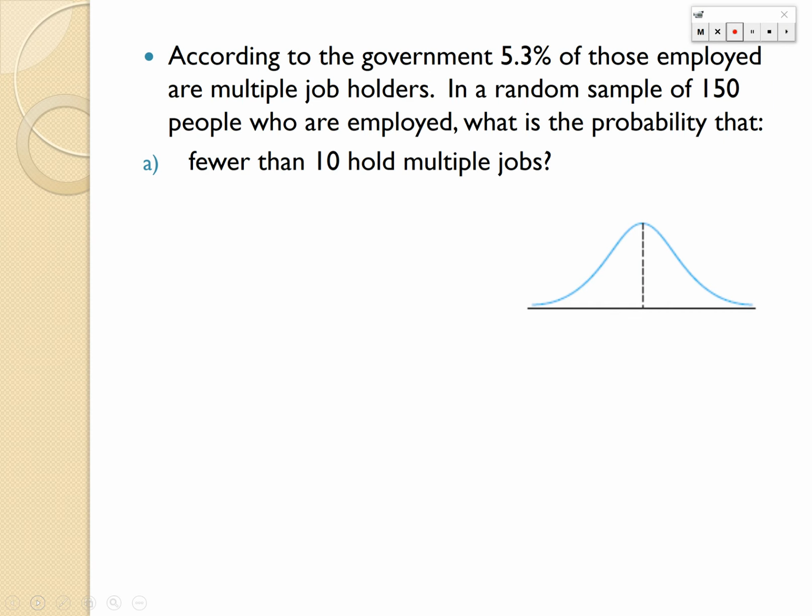So let's try this. According to the government, 5.3% of those employed are multiple job holders. In a random sample of 150 people who are employed, what's the probability that fewer than 10 hold multiple jobs? Now, I know for some of us, our big question is always, well, Ms. Golly, how do I know when I'm going to use this versus the other things we've been doing in this chapter?